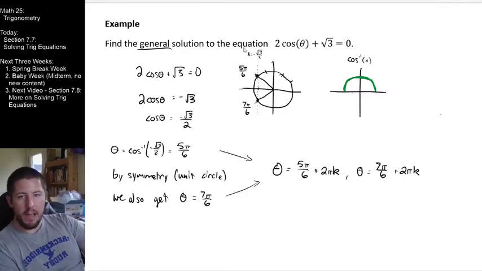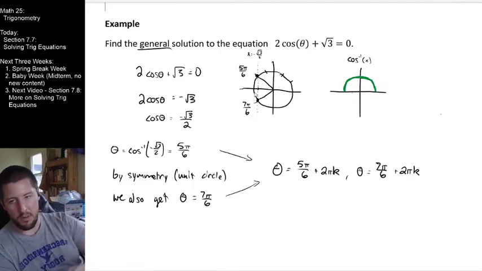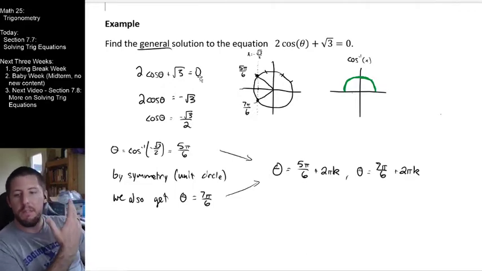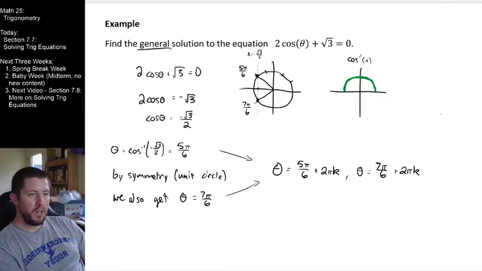You're looking for an x value of negative root 3 over 2 because that's your cosine value. Draw the line x equals negative root 3 over 2 on there. Intersect your unit circle with it, right? Do that kind of stuff for yourself. Let's go verify this in Desmos here and feel good about our answer.